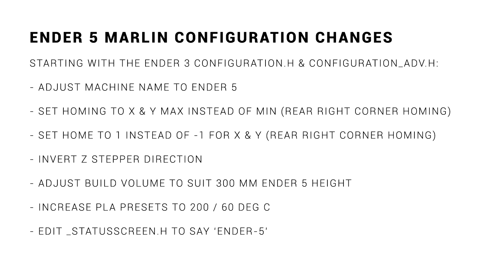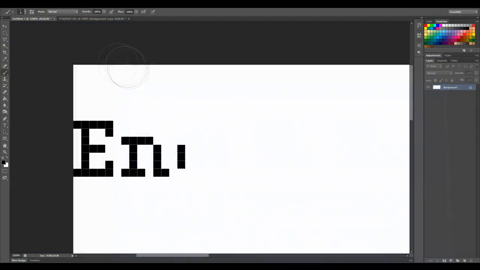I had to invert the Z stepper direction, adjust the build volume to suit the taller 300mm Ender 5 height, and I tweaked the PLA presets to something more common. Now the last one that was a doozy was the status screen, and here's a photo that I took before making the change, and here's footage of me painstakingly transferring pixel by pixel the Ender 5 wording over in Photoshop.